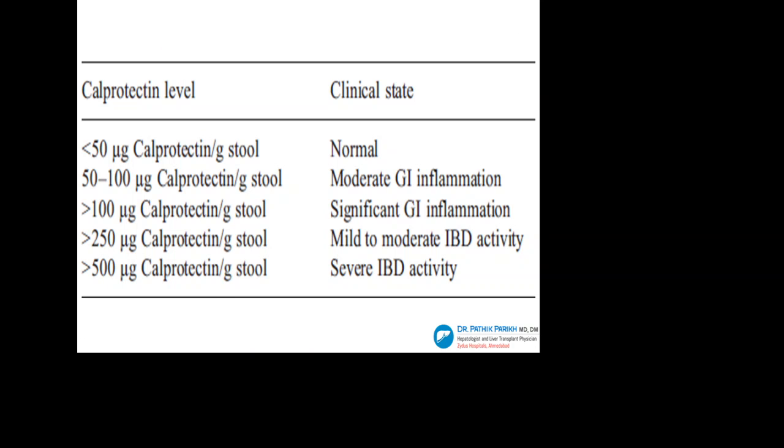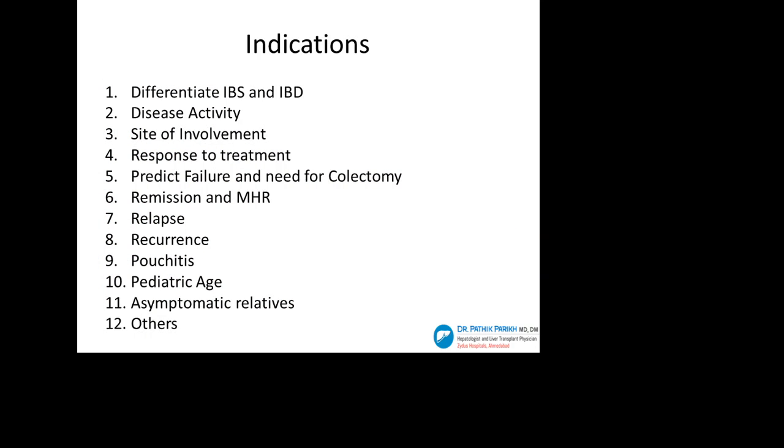Less than 50 microgram of calprotectin per gram of stool is considered to be normal, while more than 250 is considered to be suspicious of inflammatory bowel disease. 50 to 250 is a gray zone. So this is the basics about fecal calprotectin, and now how do we utilize it in our own practice?